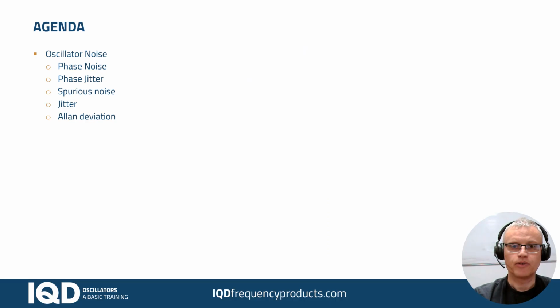In this short presentation, we'll cover various types of noise that you can find from the oscillator output. We'll be covering phase noise, phase jitter, spurious noise, jitter, and Allan deviation.